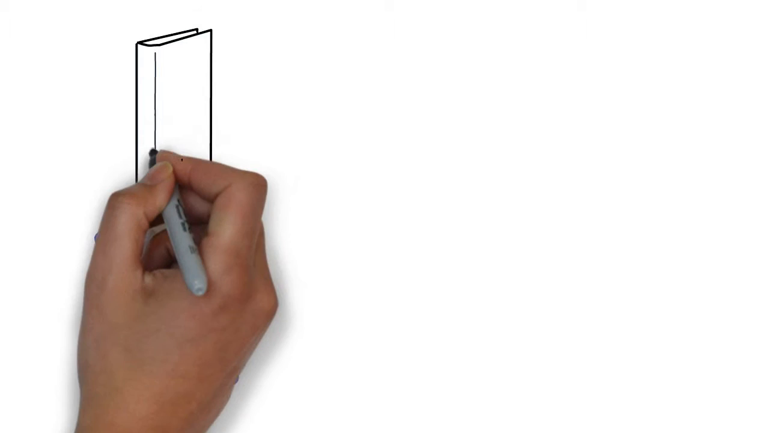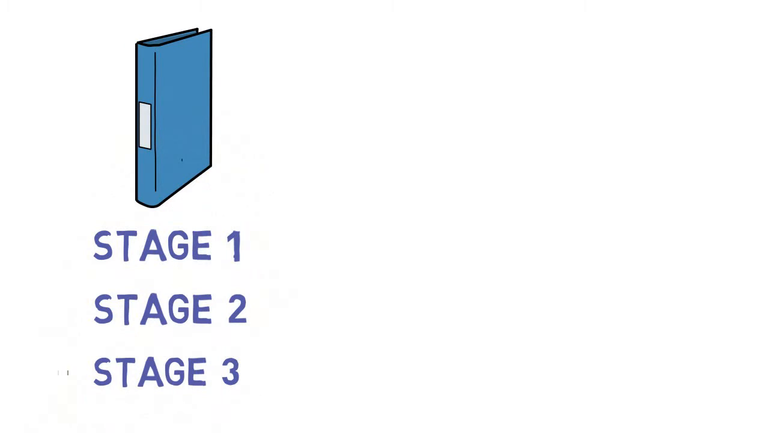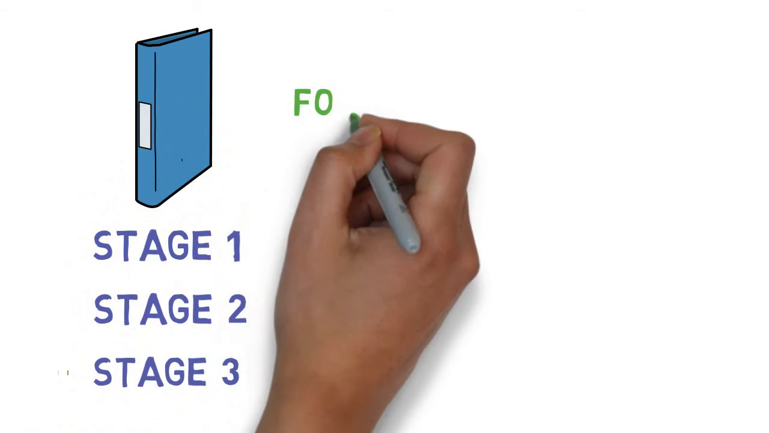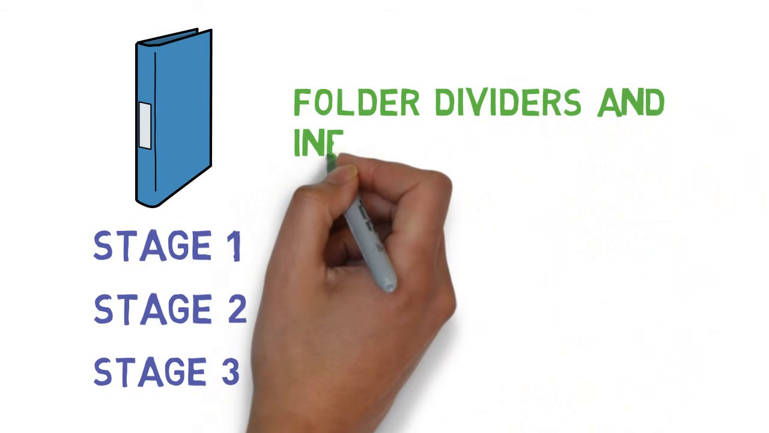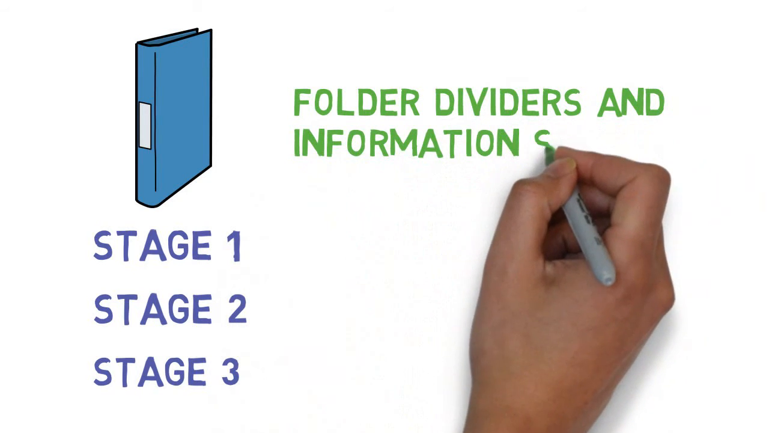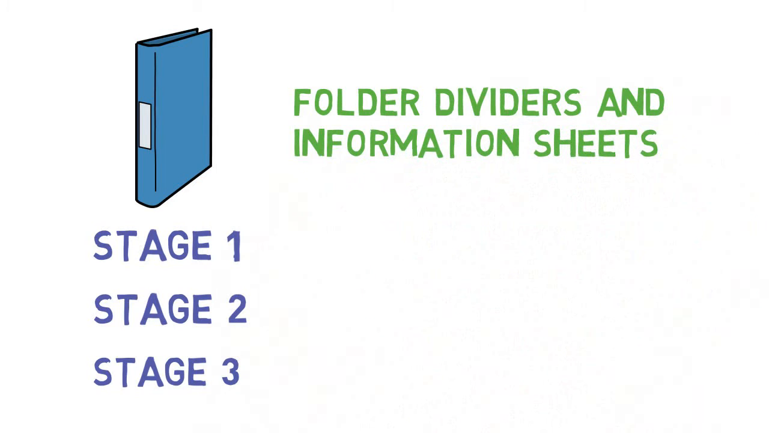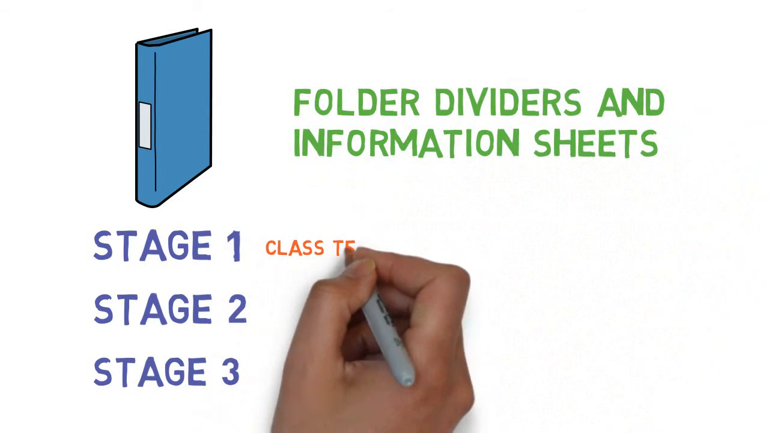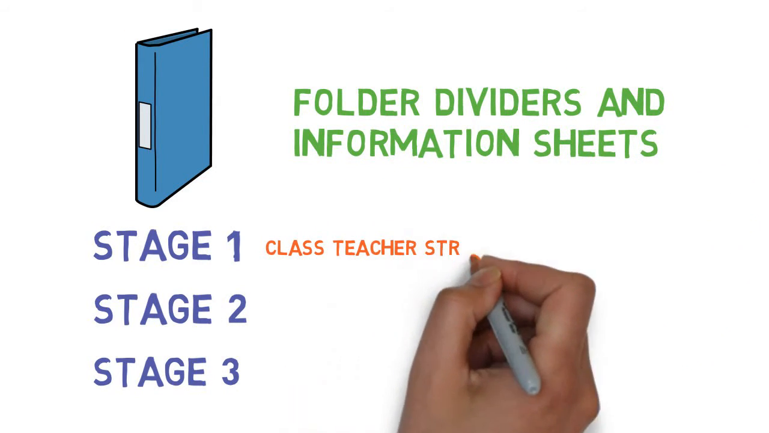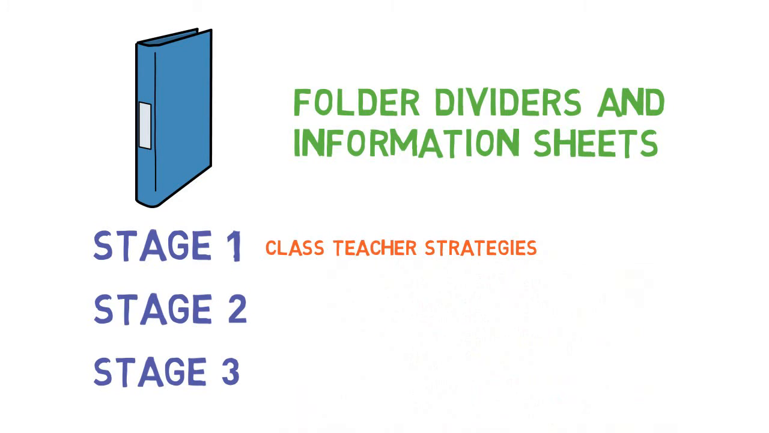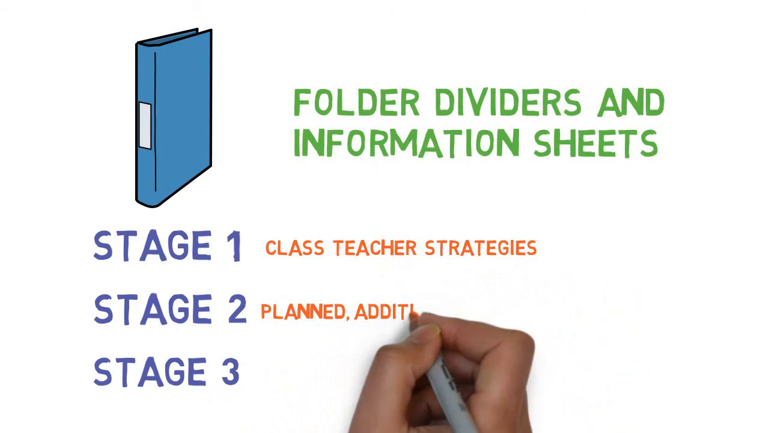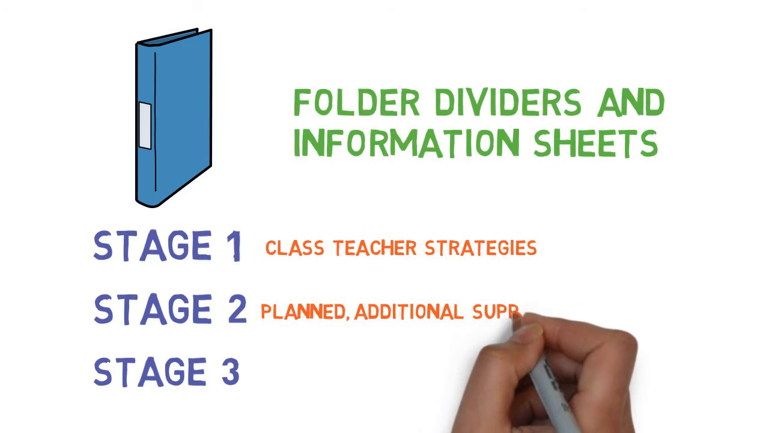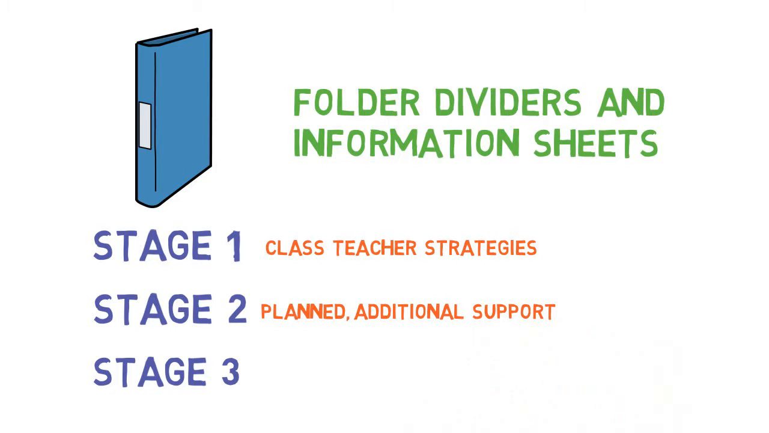Now I want you to imagine a folder, and we're going to split that folder into 3 sections. In the download you'll find a file called Folder Dividers and Information Sheets. Open that file up and print it out, ready to put into your folder. The folder dividers are named Stage 1, Stage 2, Stage 3, and they tell you what level of adult input is appropriate for each of those stages. More on that in a minute.